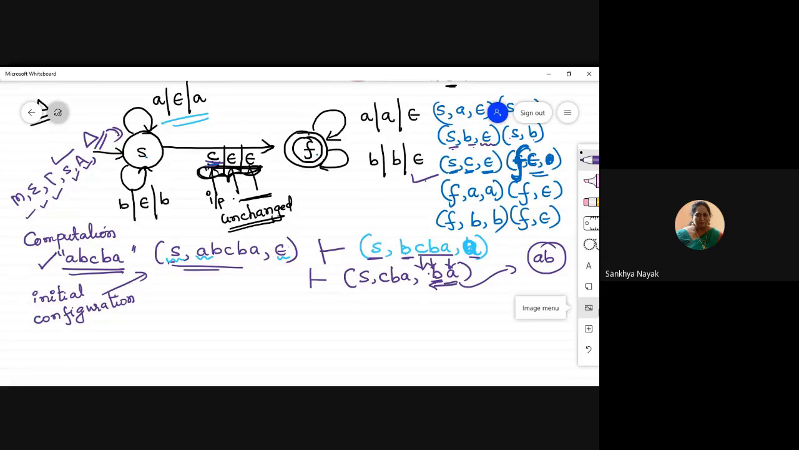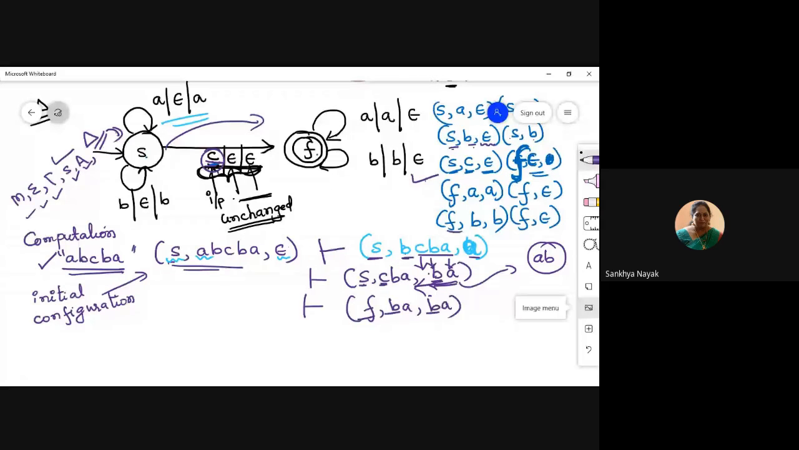Now you have SC and it doesn't matter whatever is there. Whenever you have S and C, what do you do? You consume this C, that's all. But you change the state to F, correct? Once you consume C, you move from state S to F. So F, B, A, and in the stack you are making no changes. Now you have F, B, B.